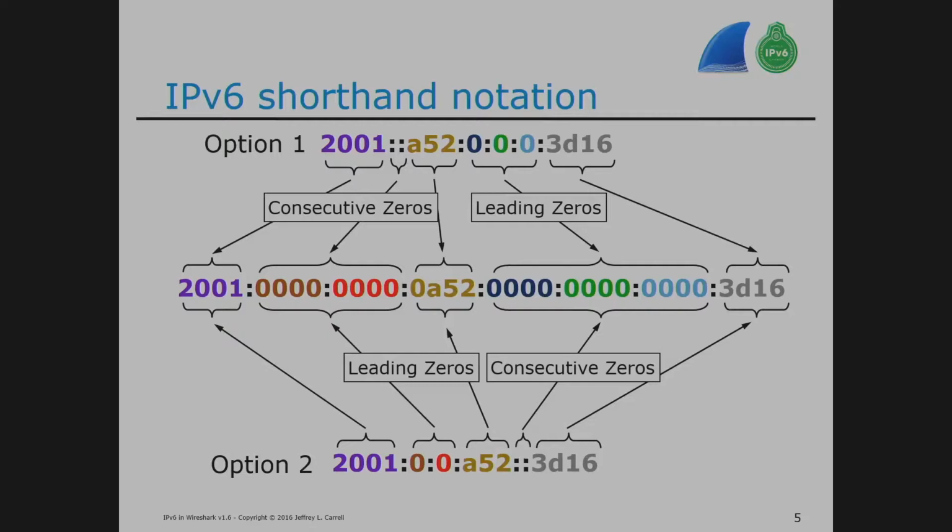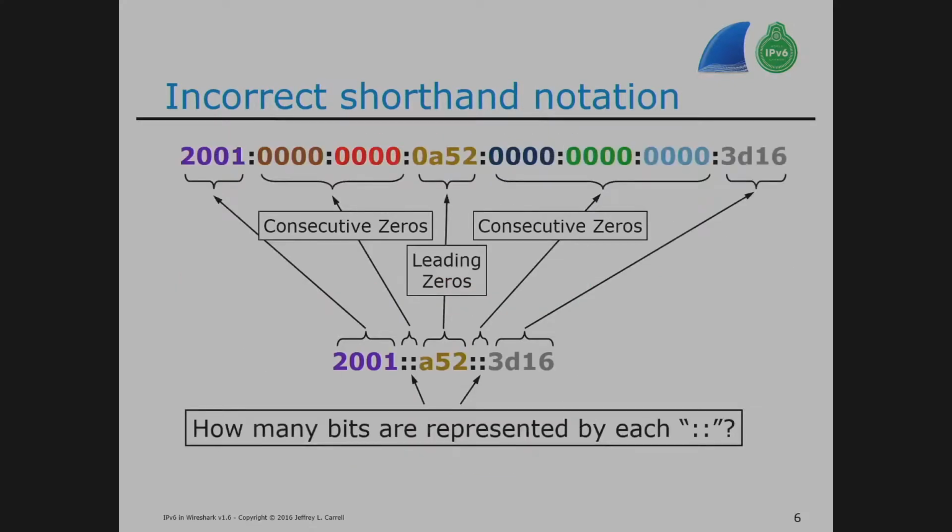to a double colon. What you cannot do is concatenate two groupings of zeros with double colons. You can't do double colon twice, because how many bits does each double colon represent? All right? The considered standard is I can actually even concatenate one hextet of zeros down to a double colon. It is considered best practice to not do that, but it is not illegal.